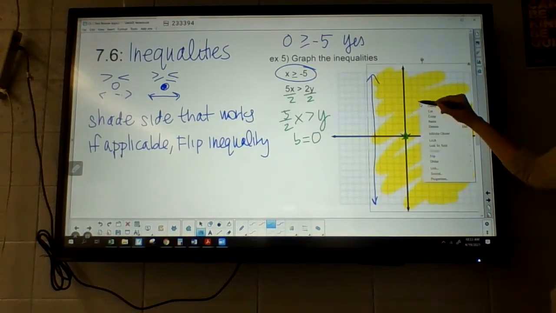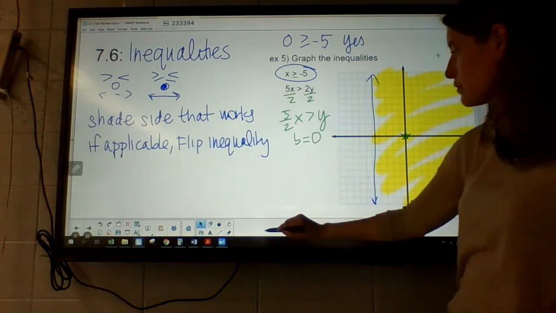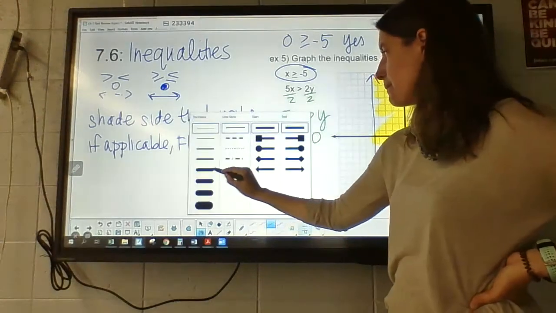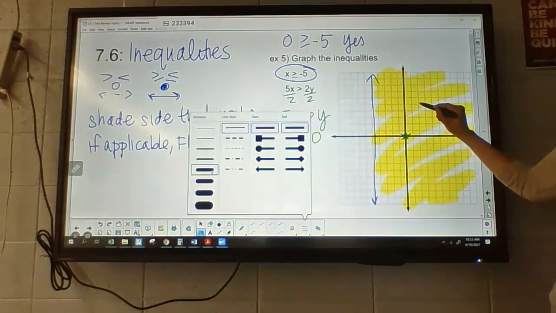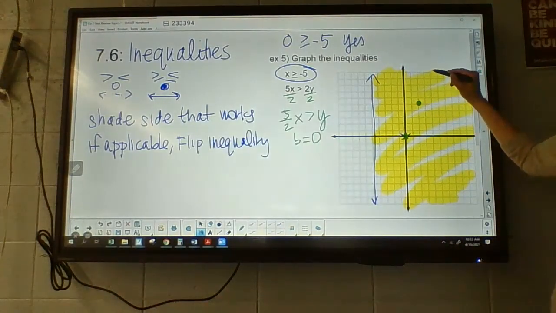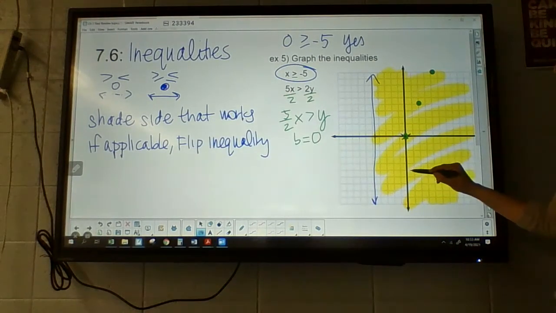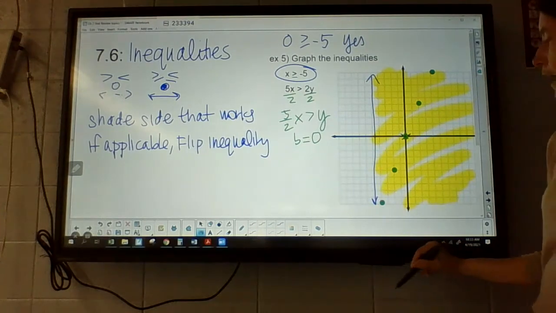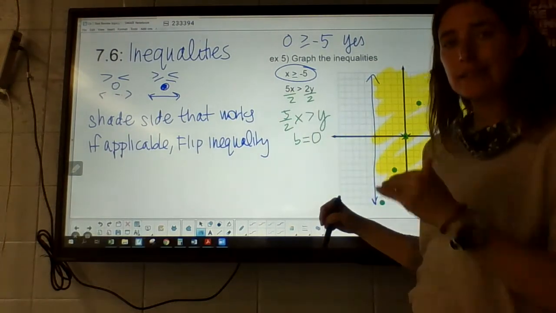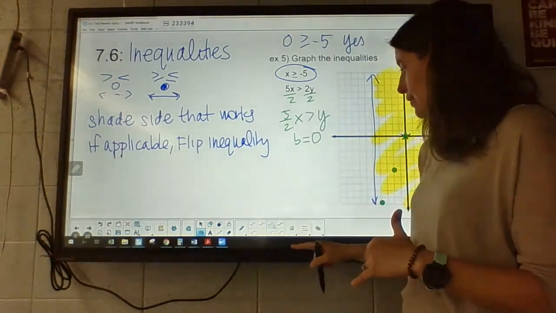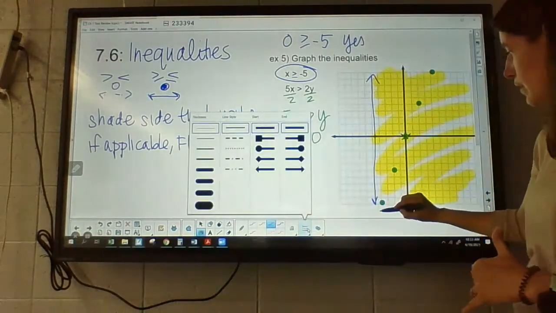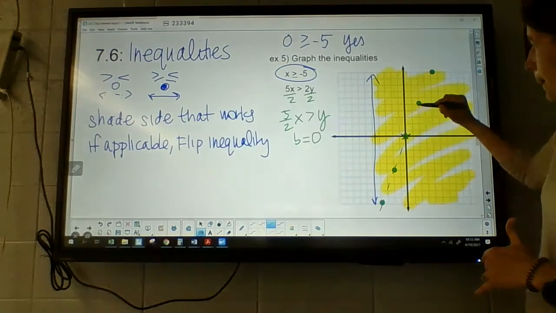Oops. Switch this back. Up 5 and over 2. You can also go down 5 and back 2. This time it's going to be a dotted line because it doesn't have that equal to line. So we're going to switch that back over. So dotted line.